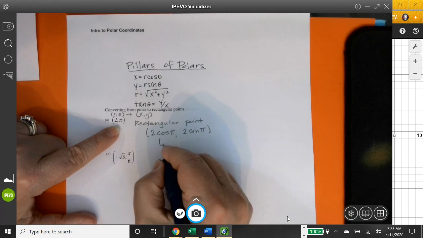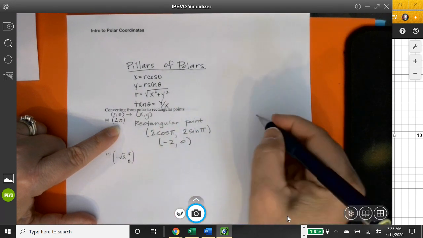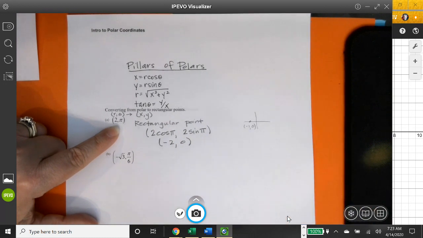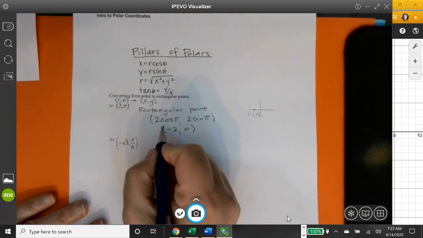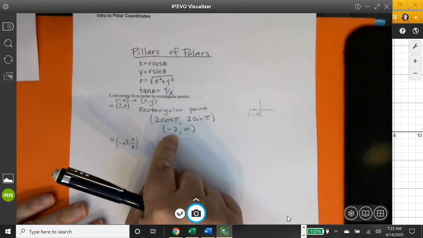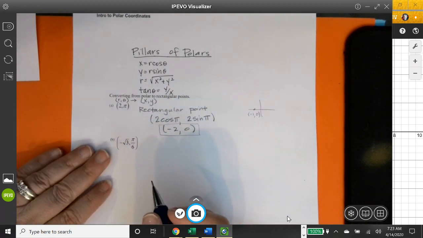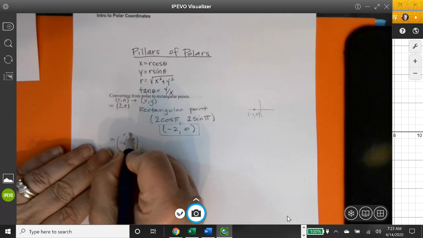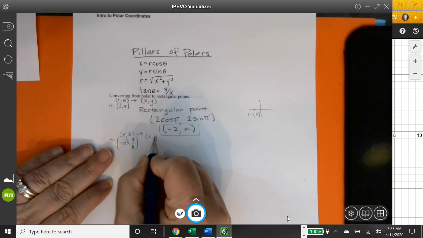And that turns out to be negative 2 comma 0, because the cosine of pi, if we recall, pi is over here, that point is negative 1, 0. I knew you guys knew that. Okay, so our rectangular point then would be negative 2, 0. All right, what about this one? This is remembering that this is r comma theta, and we're going to xy.